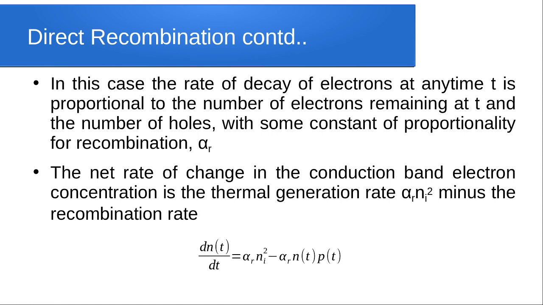It is mathematically represented by d by dt of n(t), which is the net rate of change in the electrons in the conduction band, is equal to alpha r Ni square, which gives the thermal generation rate, the rate at which the electrons are being generated, minus the rate at which the electrons decay, which is alpha r into n of t p of t. n of t means electrons at the time t. p of t means the available holes at the time t.